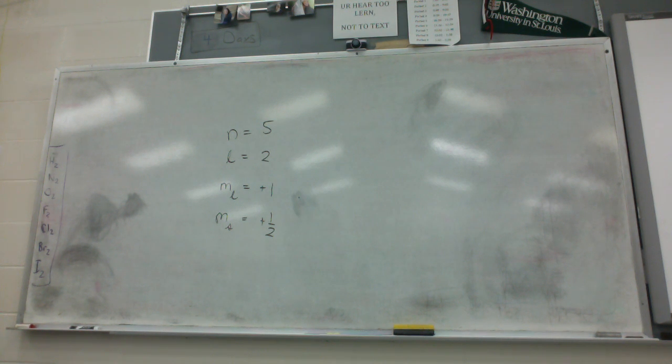N equals 2, L equals 1. That would be 6. Those are p orbitals. There's only 3 p orbitals, 2 electrons per. G, n equals 2, L equals 1, m sub L equals negative 1, m sub s equals negative 1/2: 1 electron. You've got all 4 quantum numbers and they're valid.